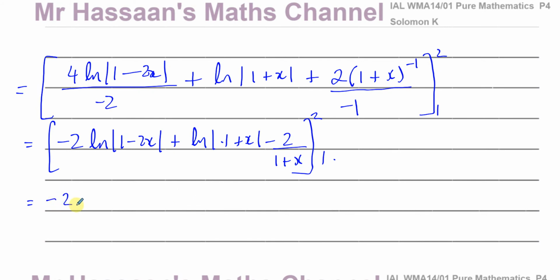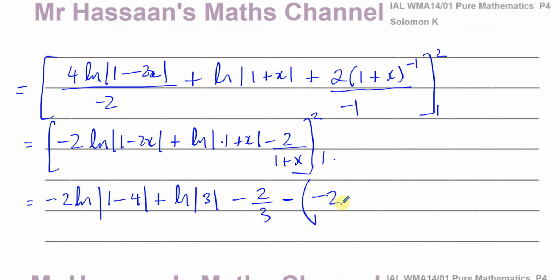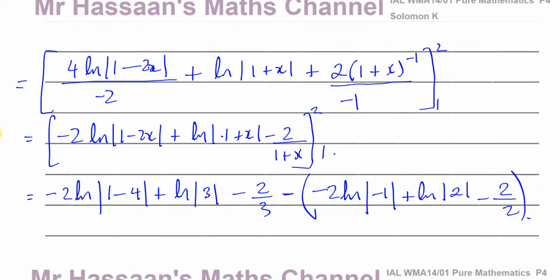So you have minus 2 times the ln of the modulus of 1 minus 2 times 2, which is 1 minus 4, plus the ln of 1 plus 2, which is the modulus of 3, minus 2 over 1 plus 2, which is 3, minus, and then I've got to put 1 in there. So I have minus 2 times the ln of the modulus of 1 minus 2, which is minus 1, plus the ln of the modulus of 1 plus 1, which is 2, minus 2 over 1 plus 1, which is 2, and now I need to simplify all of that.